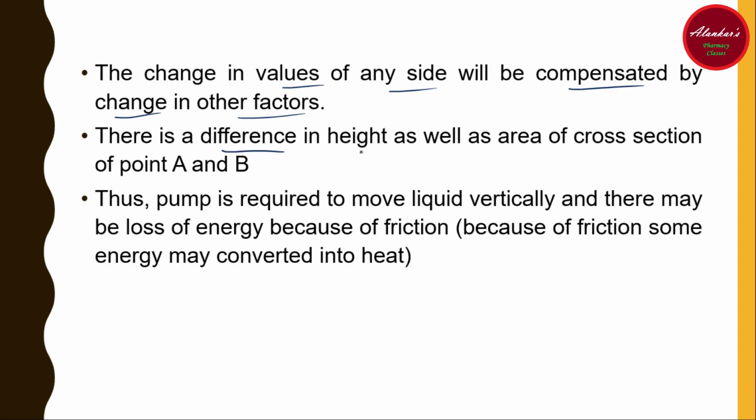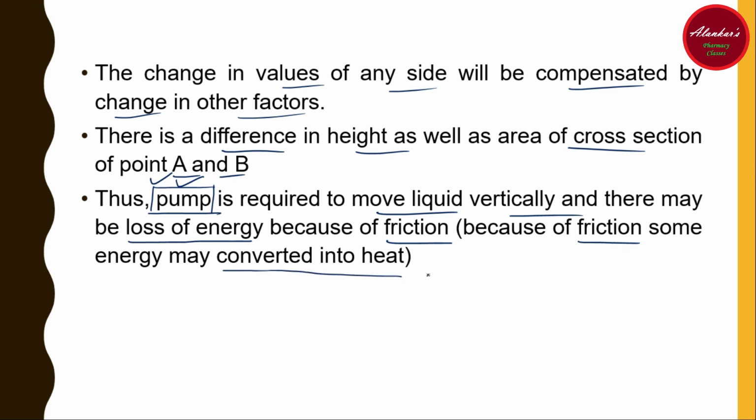And if there is a difference in height as well as in the area of cross section at points A and B, and we have to use a pump to move the liquid vertically, some amount of energy will be added to the system. Since there is no such ideal fluid in the whole universe, we have not found any ideal fluid, therefore there may be some loss of energy too because of friction. The loss of energy because of friction is actually converted into heat, and that is liberated into the surrounding environment.